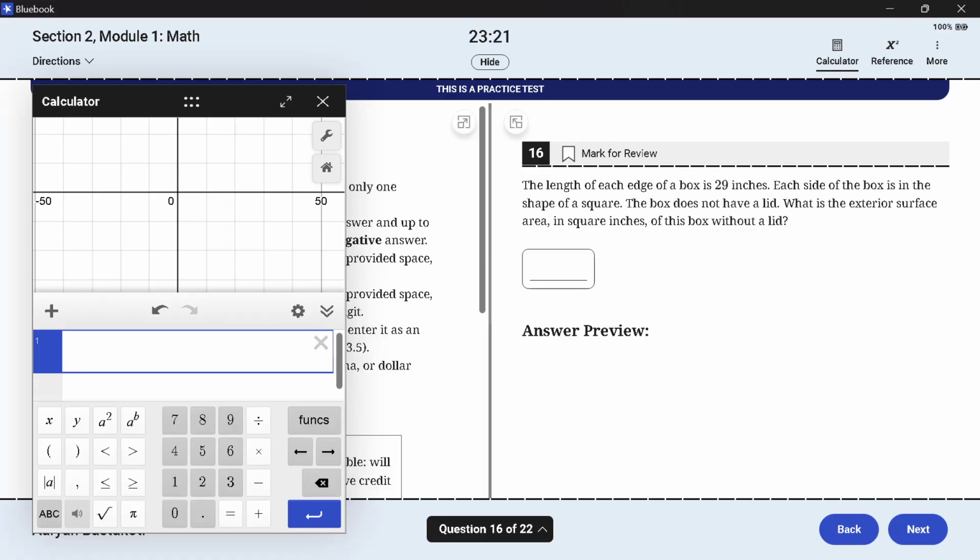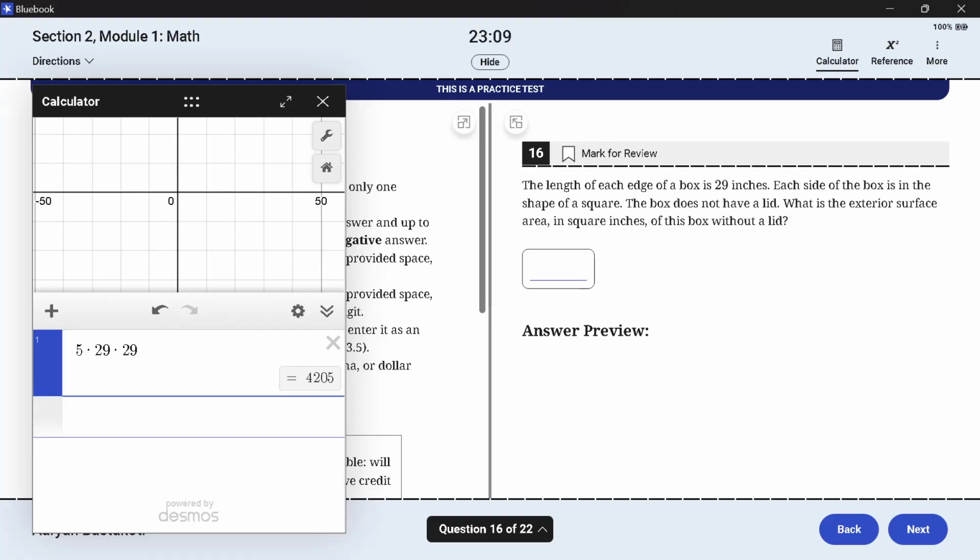The total number of sides in the cube is 6, but without a lid it's 5. And what is the area of one of the sides? 29 times 29, since it's a square. We have length and breadth equal, so 4205 is our total surface area.